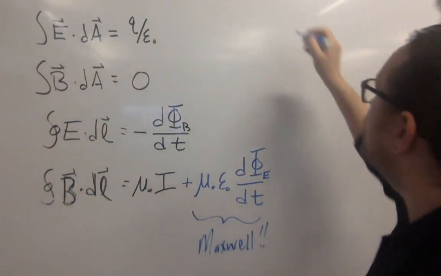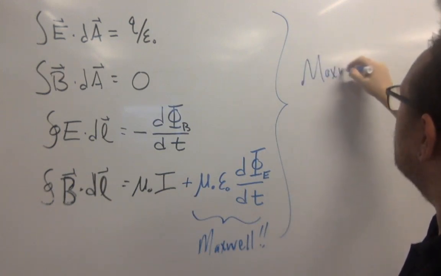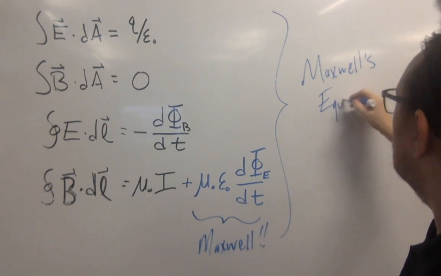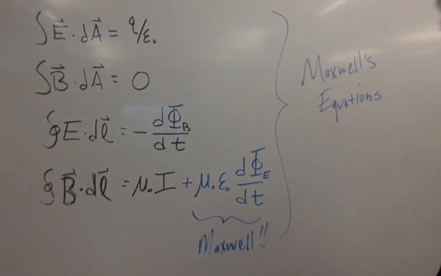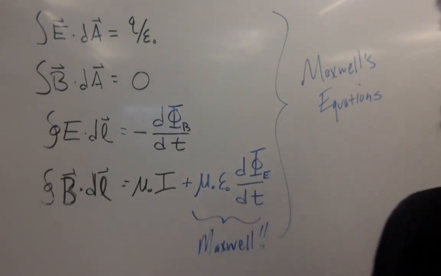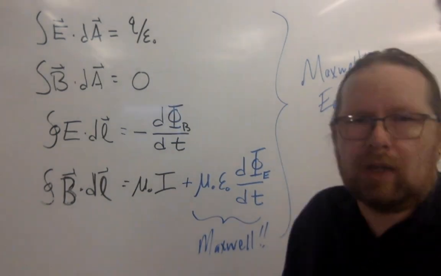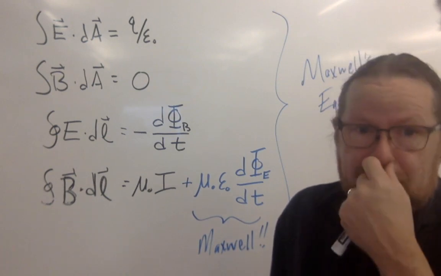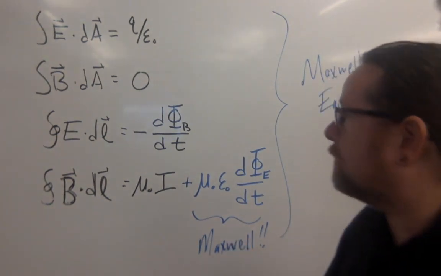These four equations are known collectively as Maxwell's equations. Seems a little unfair, since a lot of the work was done by Gauss and Faraday and Ampere. But because Maxwell collated these all together into a single set of equations that encapsulated everything that was known about electricity and magnetism, we call them Maxwell's equations. And Maxwell made this important contribution to the equation.